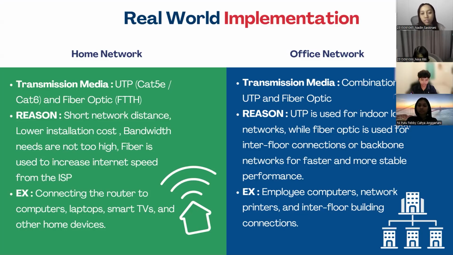For the office network, we use a combination of UTP and fiber optic for the transmission media. The reason is that UTP is used for indoor local networks, while fiber optic is used for interfloor connection or backbone networks for faster and more stable performance. For example, employees' computers, network printers, and interfloor building connections. Next.